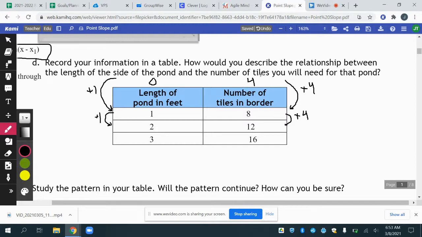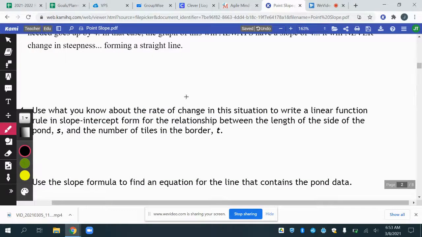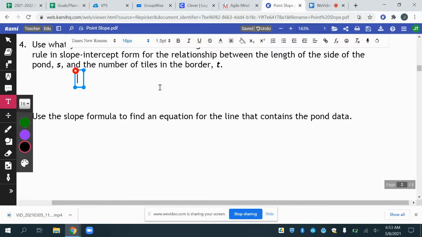So if I had a 0-sided pool, it should be 4 tiles, which doesn't make sense. You may notice that you're correct. It doesn't make sense because if you have a pool with 0 length sides, then it's not a pool, it doesn't exist. But there you go.